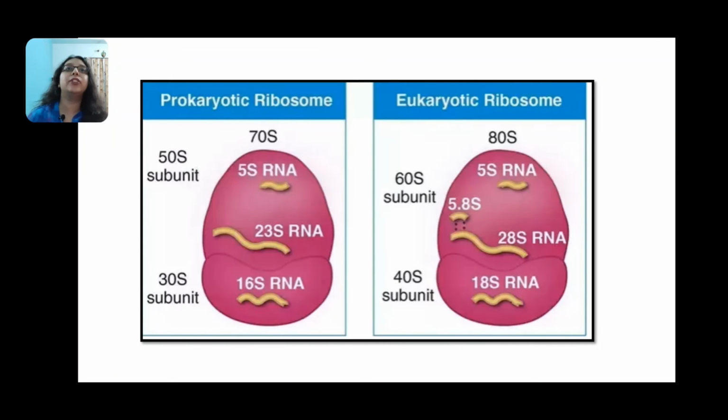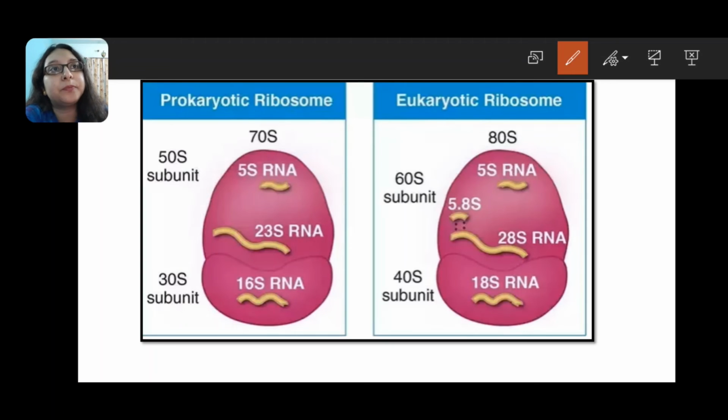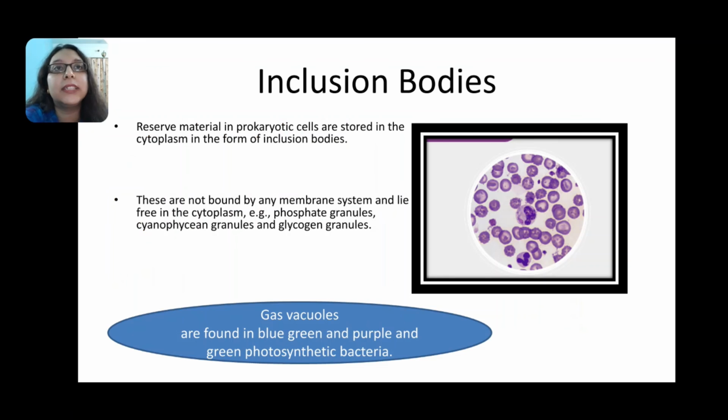Here I have tried to show you the main difference between a prokaryotic ribosome and a eukaryotic ribosome. See, in a prokaryotic ribosome, we have two units. I have already discussed, 50 and 30, total 70. In eukaryotic ribosome, we have two subunits again, 60 and 40. Together it's 80. Moving on to the next slide.